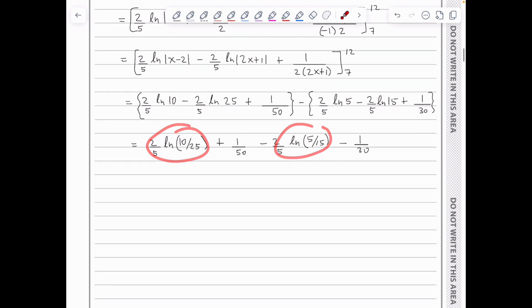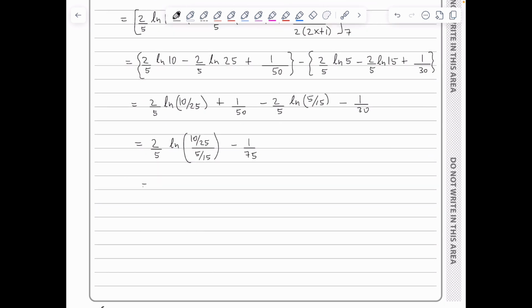So we're looking at 2/5, and we've got ln of (10/25) divided by (5/15), and then the 1/50 minus the 1/30 is minus 1/75. If I simplify the expression within the logarithm, I get 2/5 ln(6/5) minus 1/75.